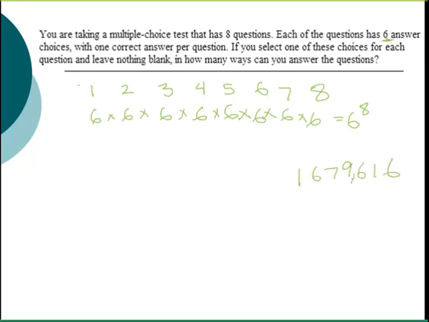1,679,616. So 1,600,779,616. So we're just taking the amount of ways that you have to do each option and multiplying them together. That is all the fundamental counting principle is asking you to do.